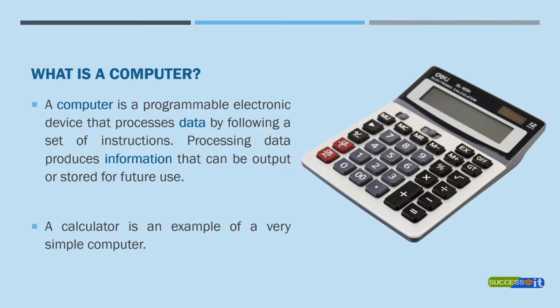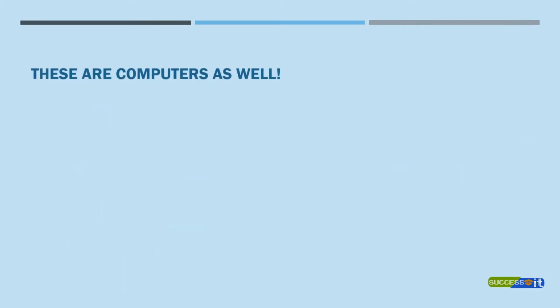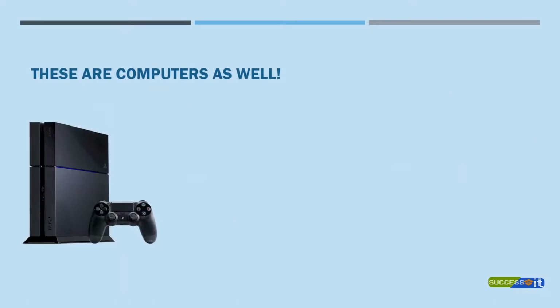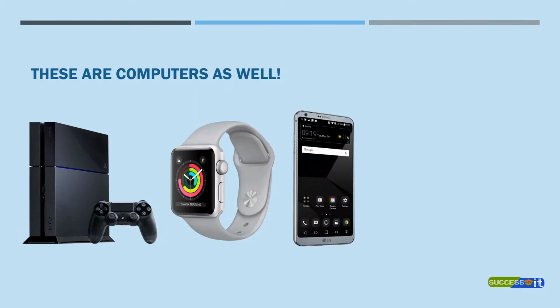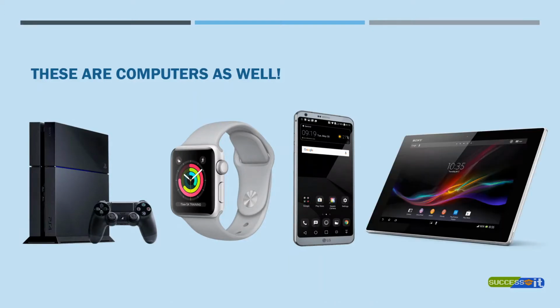But there are other computers which can be way more sophisticated that we are familiar with and use daily. Gaming consoles such as your PlayStation, Xbox, and Nintendo Switch are computers as well. The ever-popular smartwatch is a computer. We carry fairly powerful computers in our pockets daily in the form of our smartphones. Tablets are the brother to smartphones and are considered to be computers also.